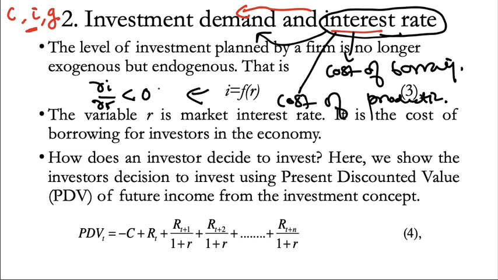And if we try to put it in the form of a graph, we have interest rate here as the price of investment, and we have investment demand here, the quantity. Therefore, it has a negative relationship between interest rate and investment demand.